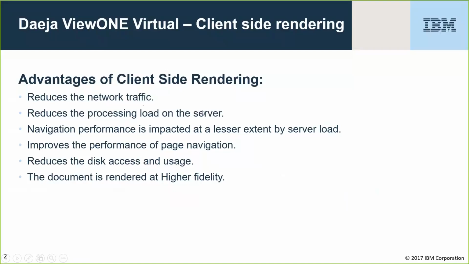The server is only responsible for the initial delivery of the entire document to the client. Retrieving page images directly from the client improves the performance of page navigation, especially where the network performance is slow. Rendered pages are no longer generated and cached on the server, reducing the disk access and usage. The document is rendered at a higher fidelity, especially when the pages are zoomed in.